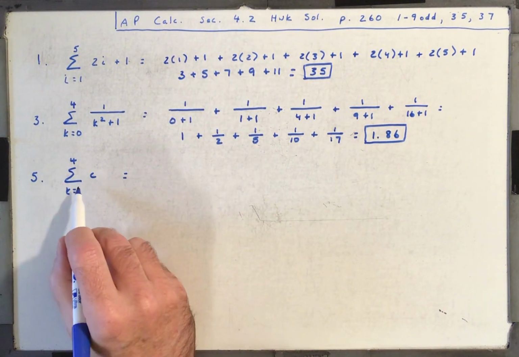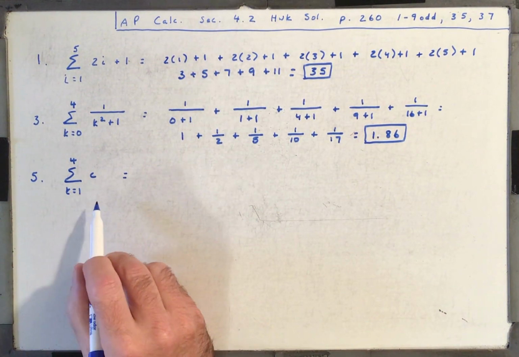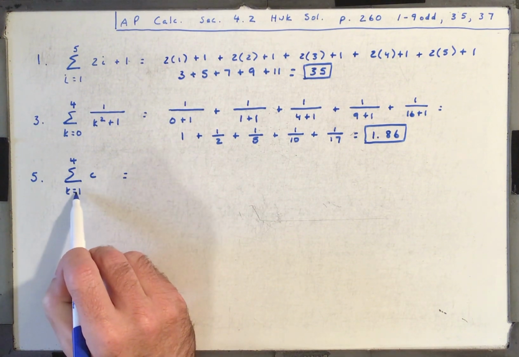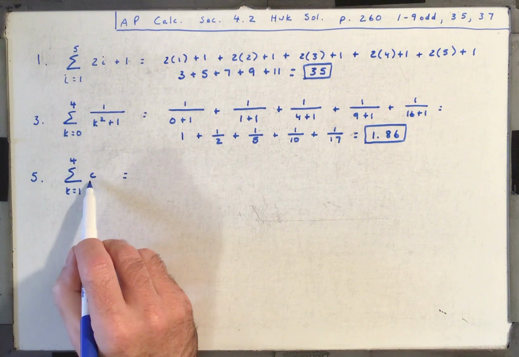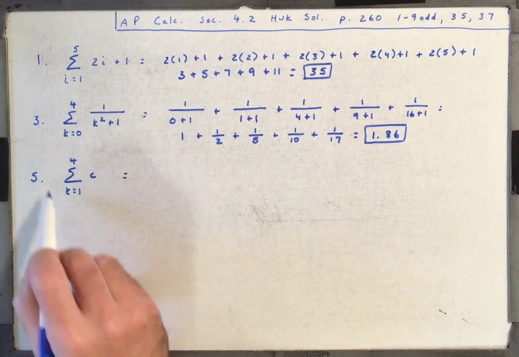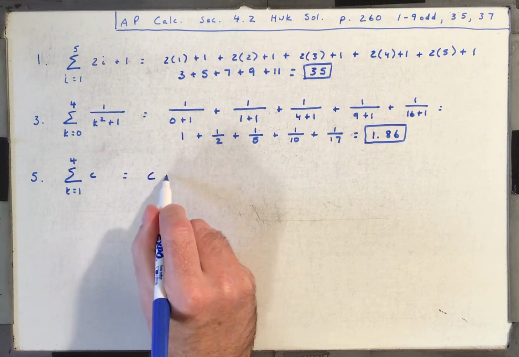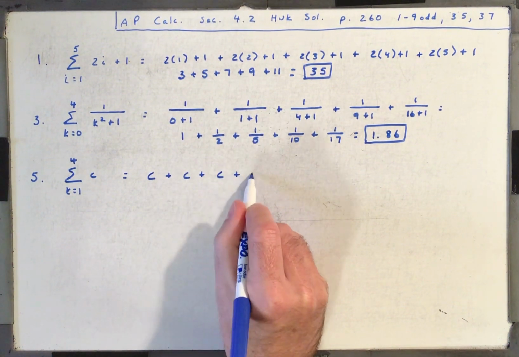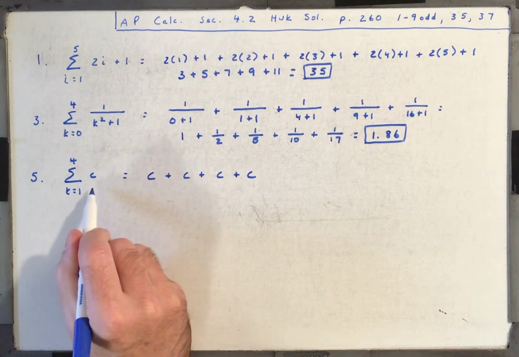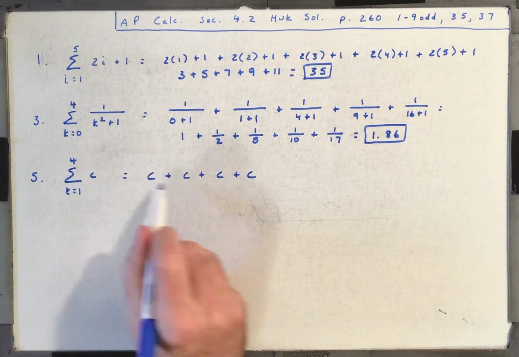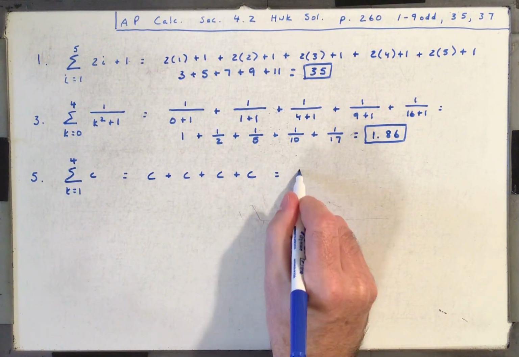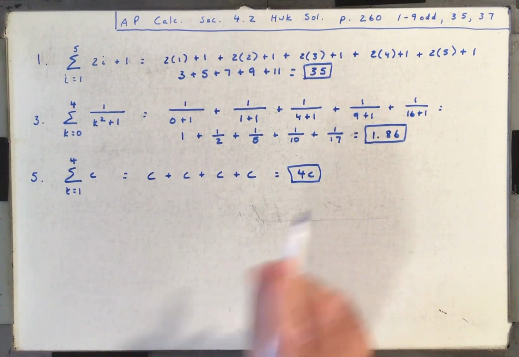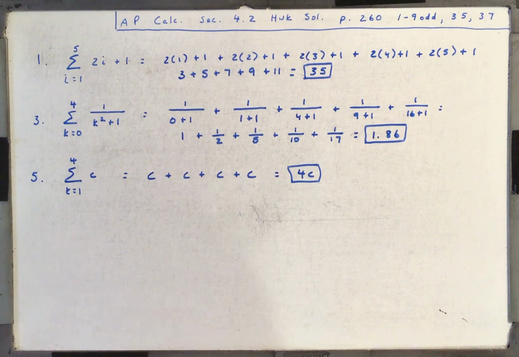All right, this number 5 is one that gets students quite a bit. C is just a constant. There's nowhere to plug this value for k in. So you're just going around 1, 2, 3, 4. So it just ends up being C plus C plus C plus C, because there's nowhere to plug in there. So it's just a constant, and that equals 4C. I typically work that every year.